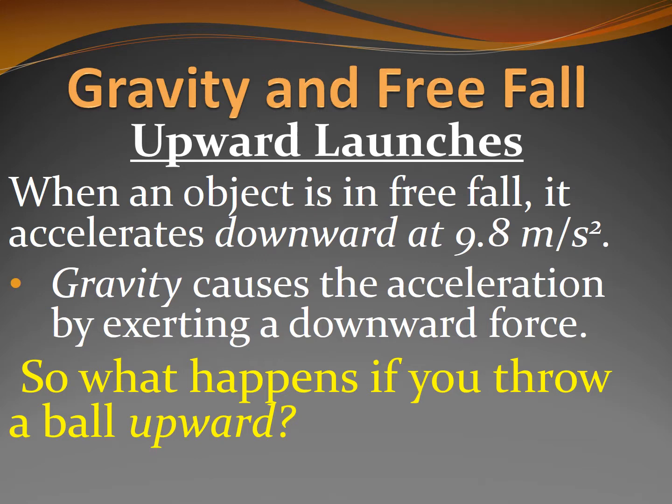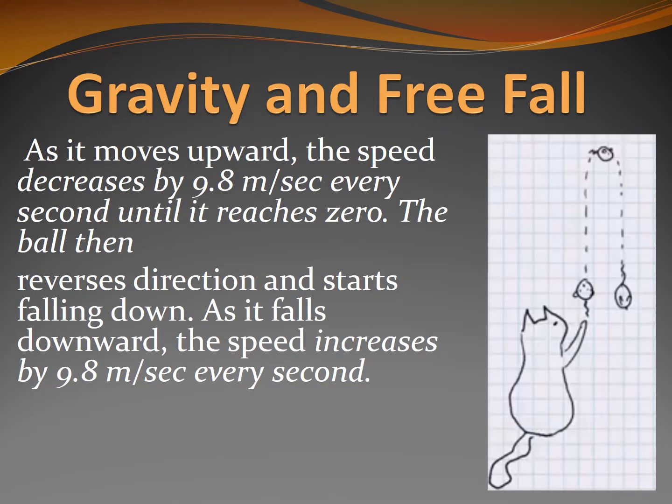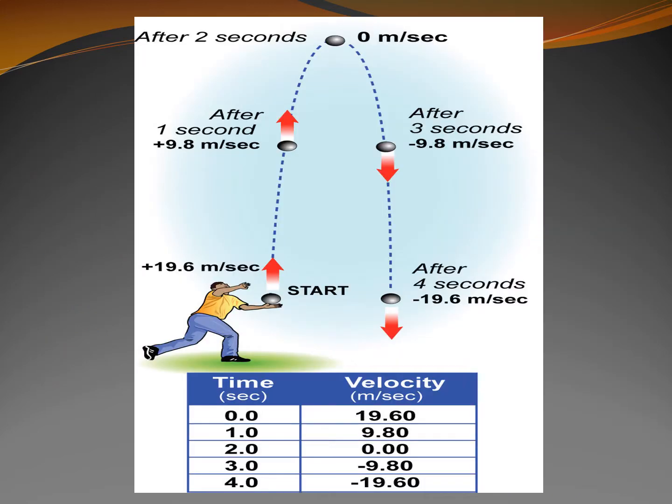So what happens if we throw a ball upward? So at point 1, it will slow down as it moves upward, and eventually at point 2, for a split second, it's going to stop, and then it'll fall back down again. So as it moves upward, the speed decreases by 9.8 meters per second every second until it reaches 0 at the top. Next, it reverses direction, it goes back down, and it falls downward again with 9.8 meters per second every second. So same here.